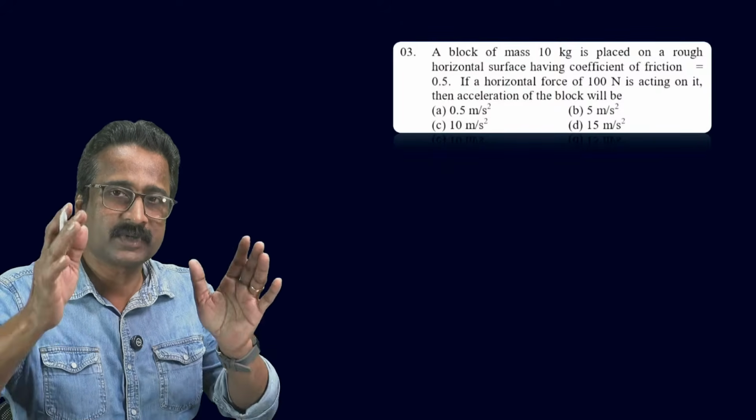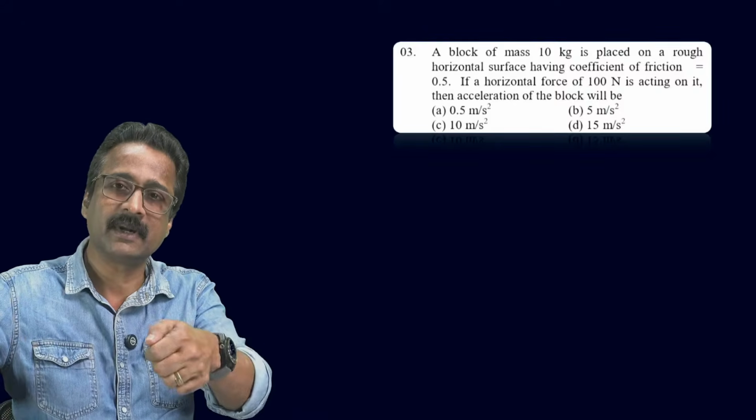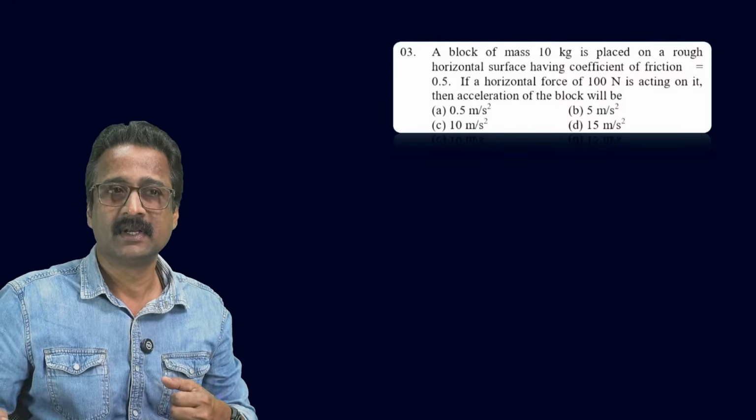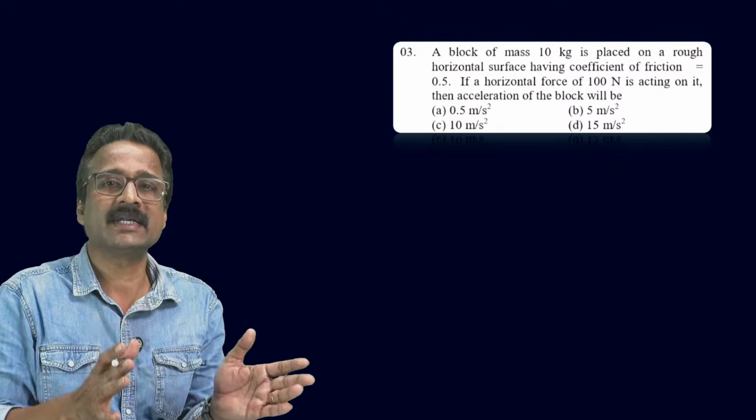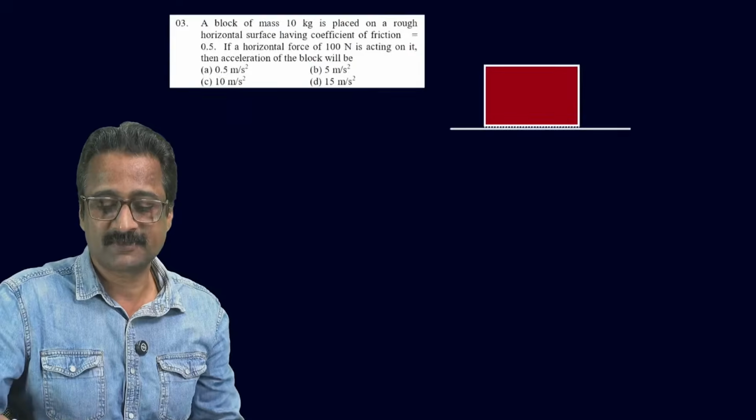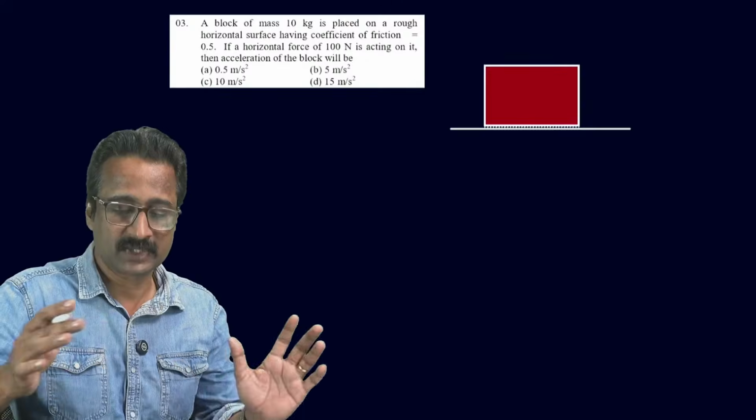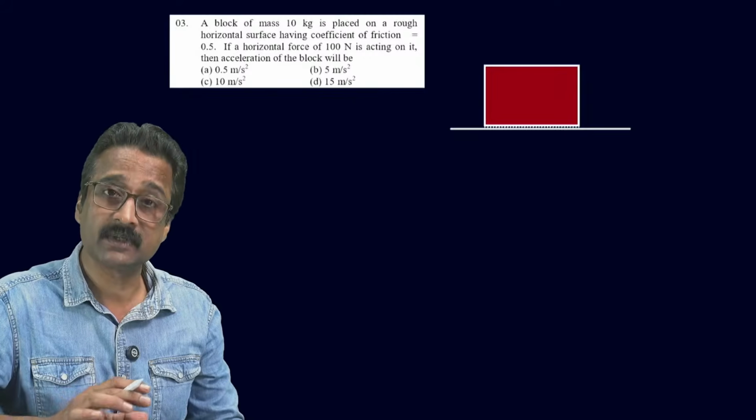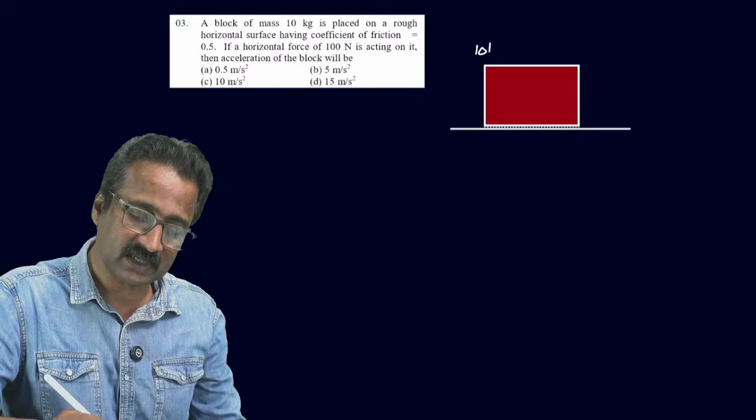So a body is placed on a platform or some rough surface and a horizontal force is applied on it in order to drag it. Now it is supposed that the body is moving or sliding. Now they ask you what is the acceleration. And remember, the surface is rough. As the surface is rough, we must account for the friction also. I'm just showing a simple diagram corresponding to this question. Here it is. This is the body with a mass of 10 kilogram.